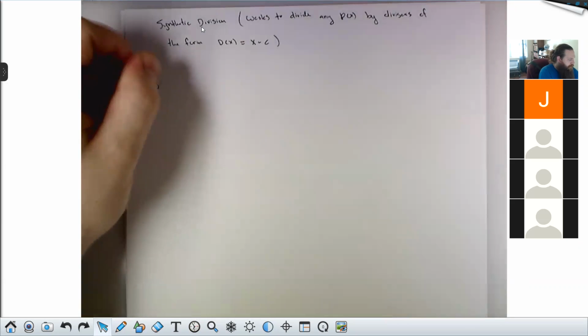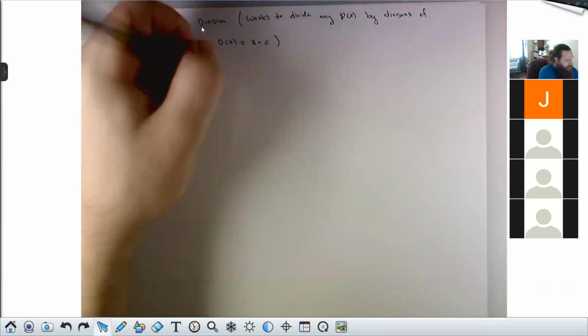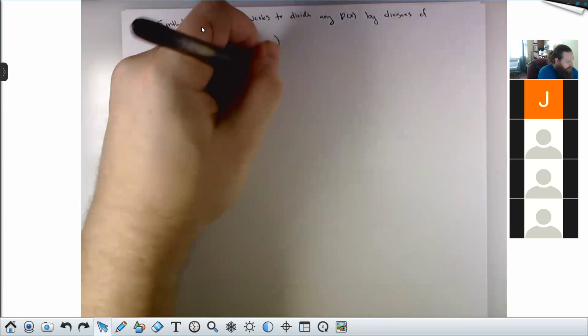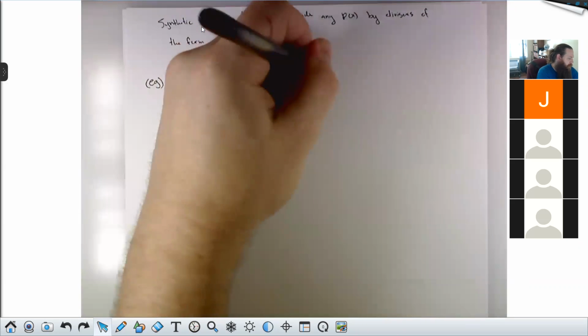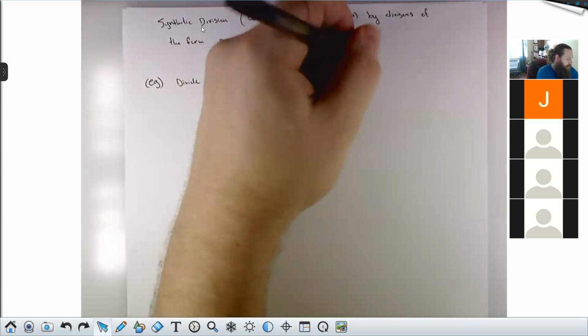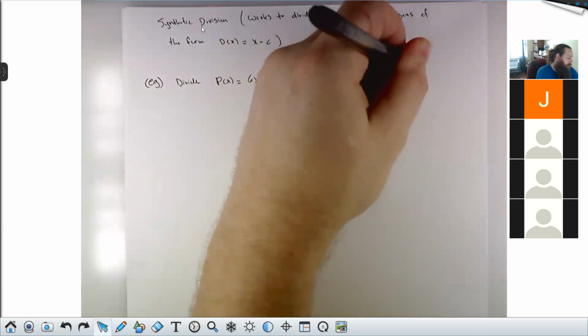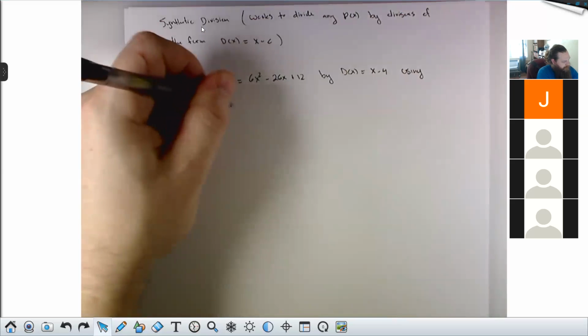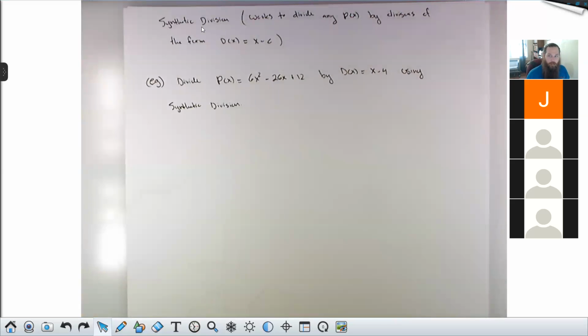So we're going to return to that example. We're going to divide P of x equals 6x squared minus 26x plus 12 by d of x equals x minus 4 using synthetic division. I do require that you learn both algorithms. It's true, anything you can do with synthetic division, you can do with long division. The converse isn't true. There's lots of stuff you can do with long division that you can't do with synthetic division, and there will be problems on the test where I specify use synthetic division or use long division. It'll be necessary that you get comfortable with both.